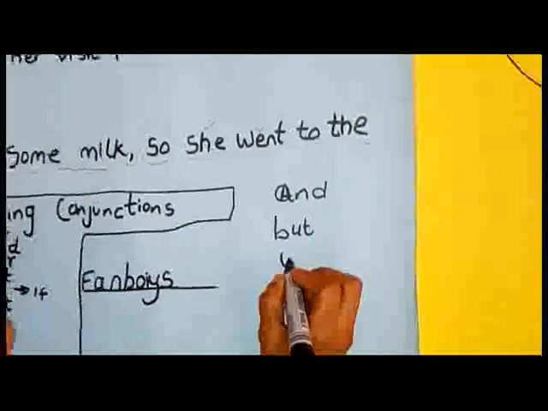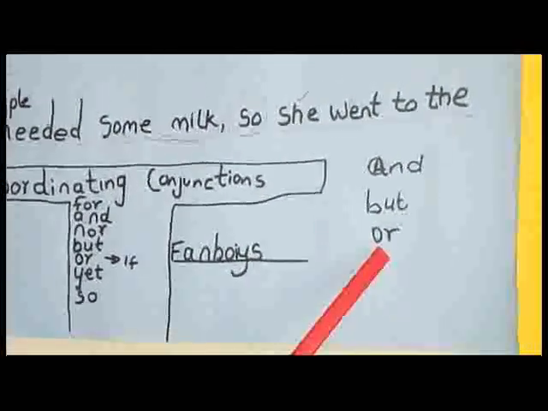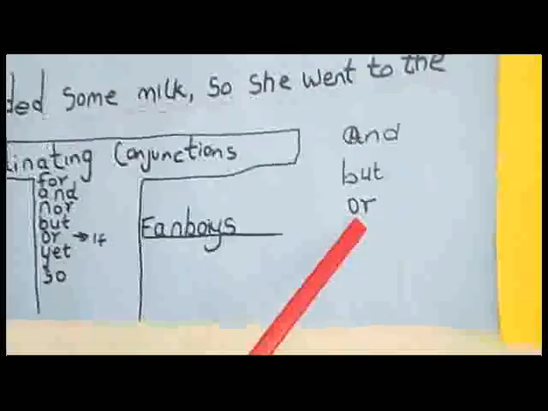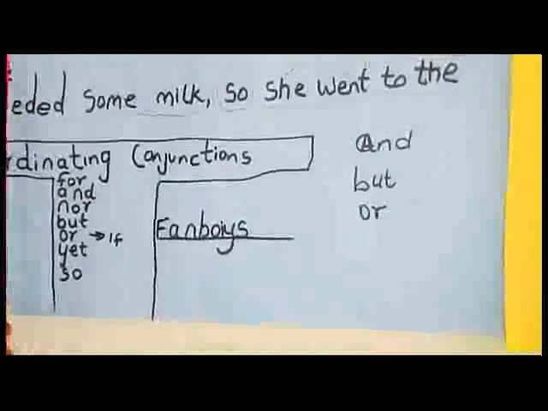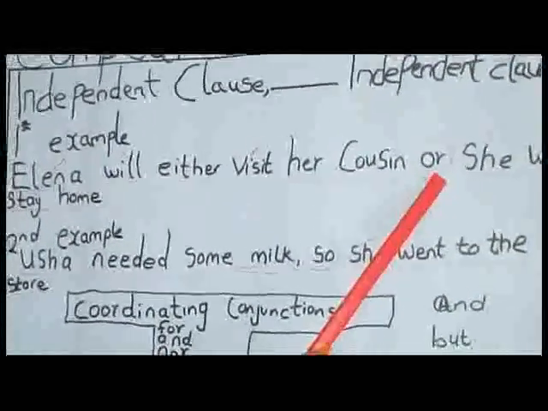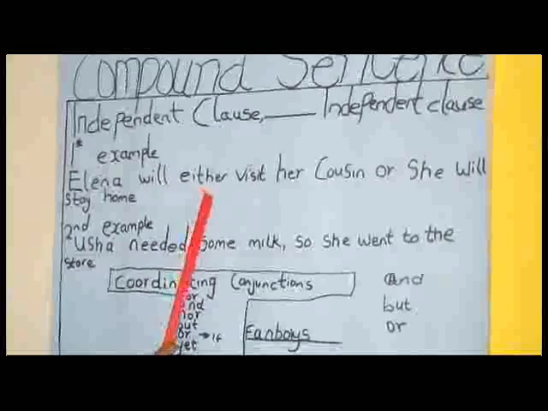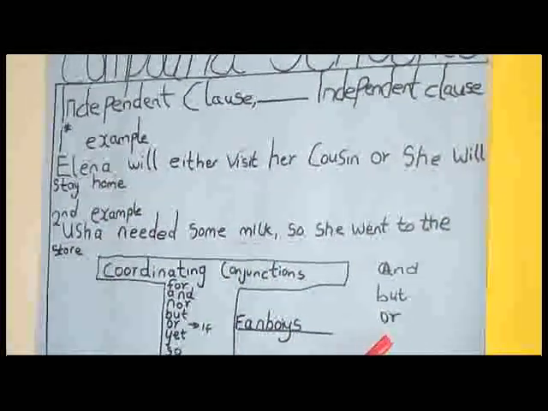I also want to bring our attention to another coordinating conjunction, or. Here, the conjunction or is used for making choices. If you look at this, or, we made a choice. Elena had to make a choice, alright? Elena will either visit her cousin or she will stay home. So, or is used for making choices.